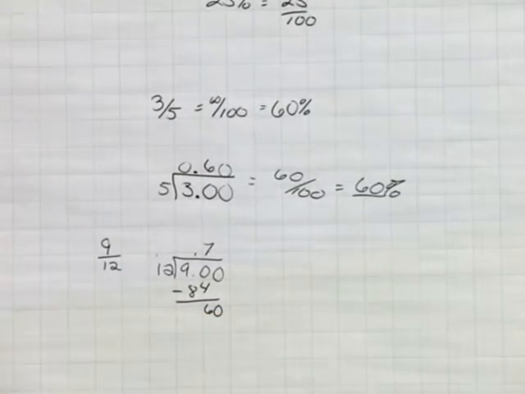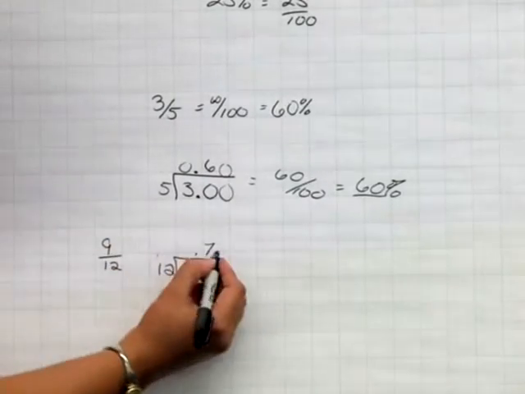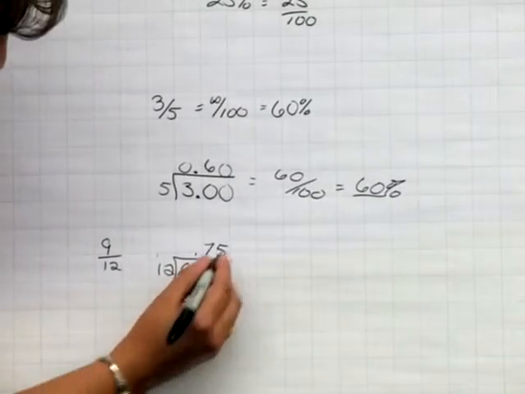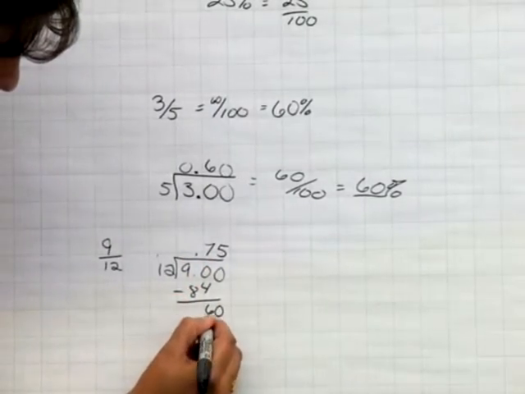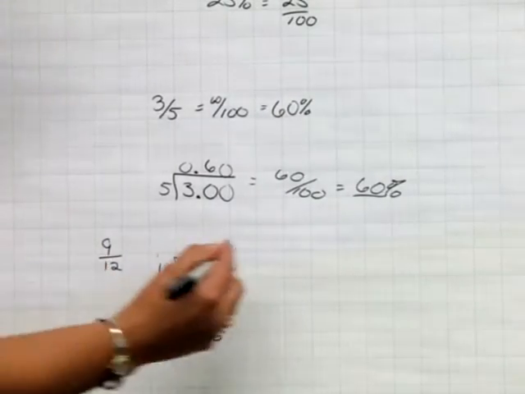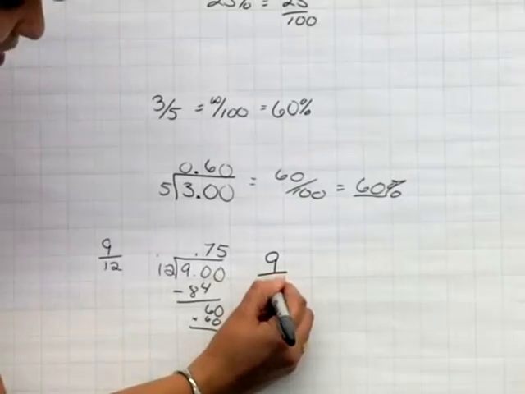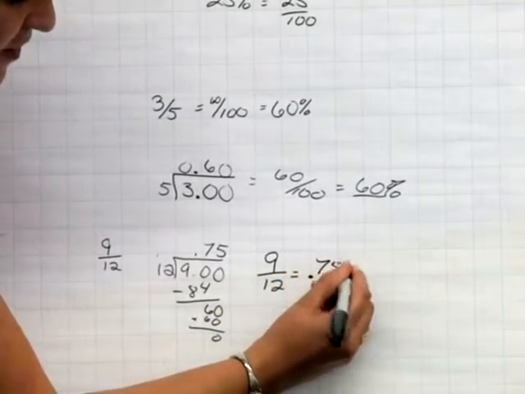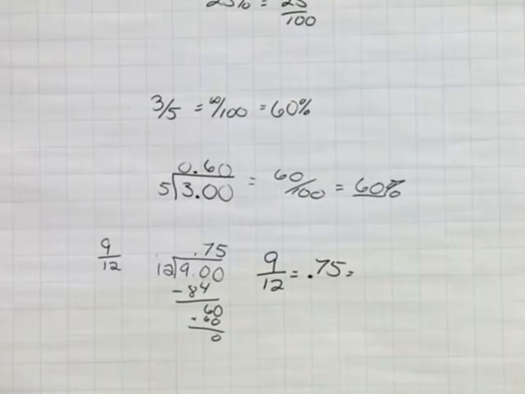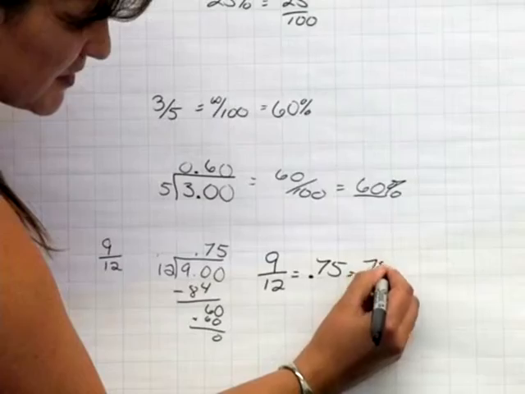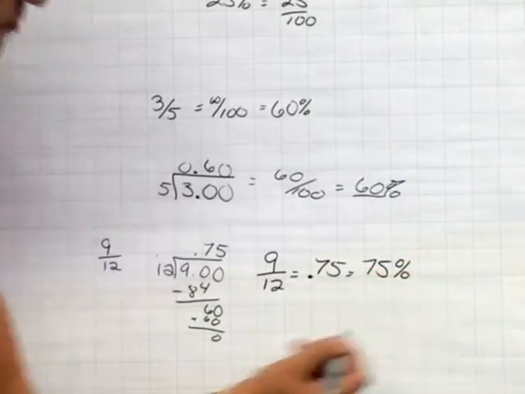Okay, 12 goes into 60 5 times. And this goes in evenly with a remainder of 0. So 9/12, let me rewrite this, 9/12 is equal to 0.75, which is also said 75/100ths, which we know is 75%.